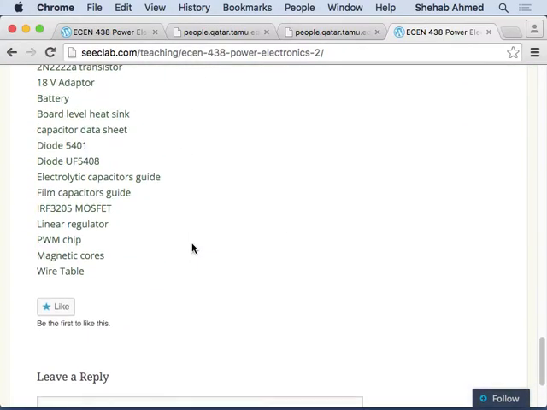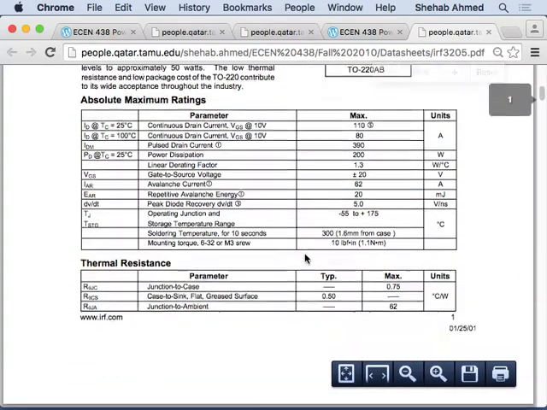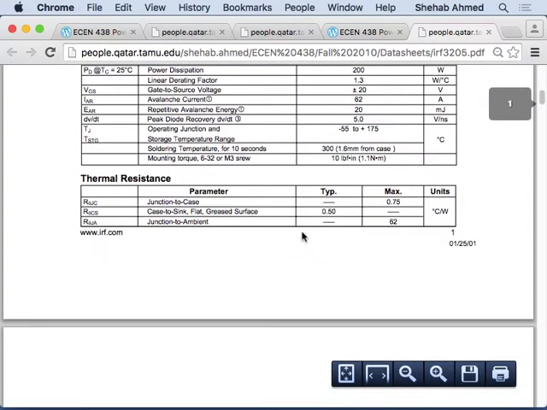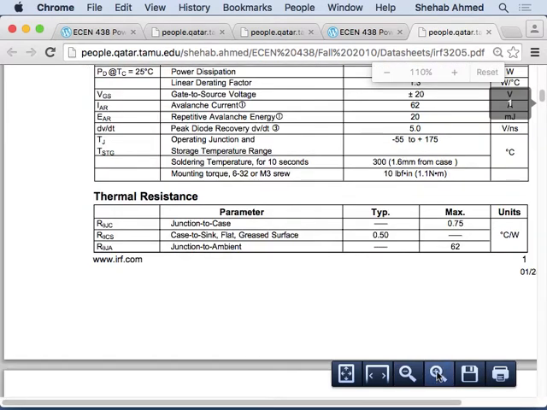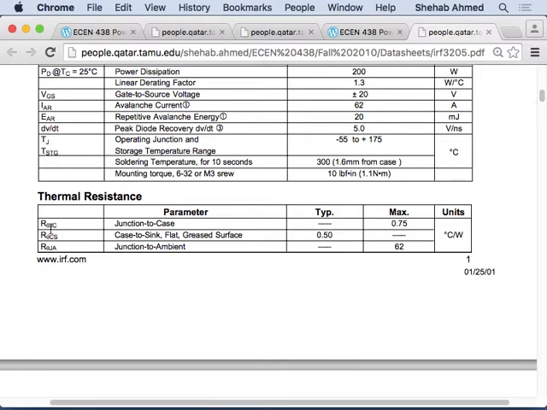So if we go down to the data sheet that we have for the device here, you will see there's a whole section on thermal design in the data sheet. They will give you the junction to case to sink, or case to ambient if you don't have a heatsink. If you're just going to have your device up there without the heatsink, then it's the junction to ambient thermal resistance that you care about. The sum of these three is the junction to ambient.